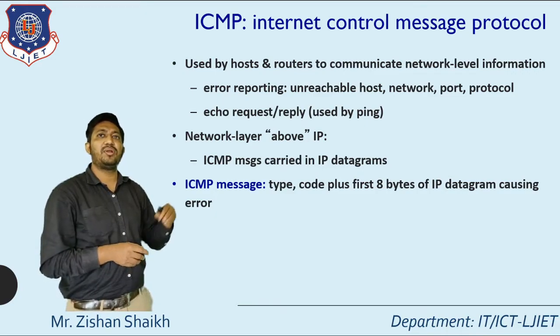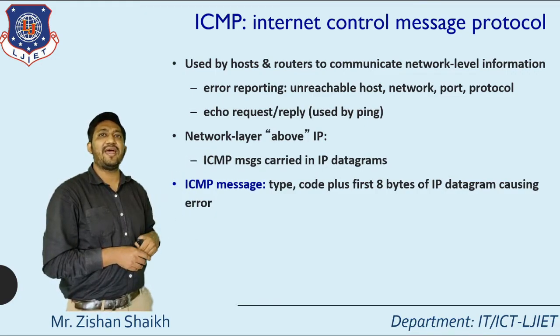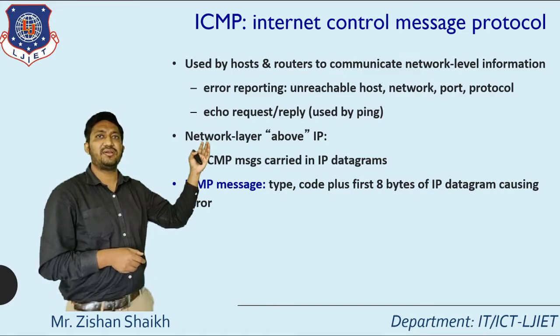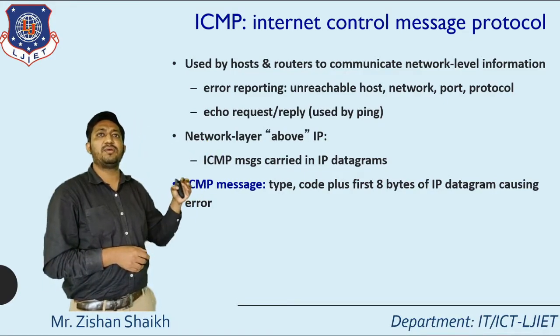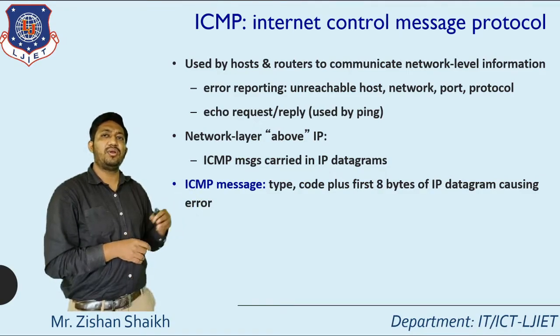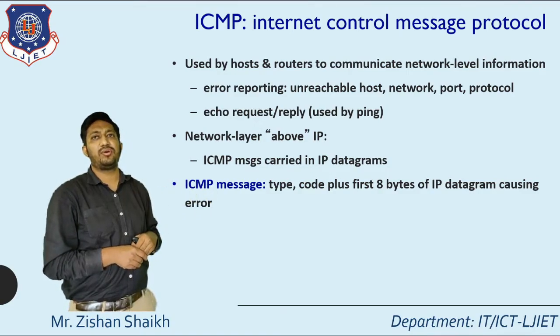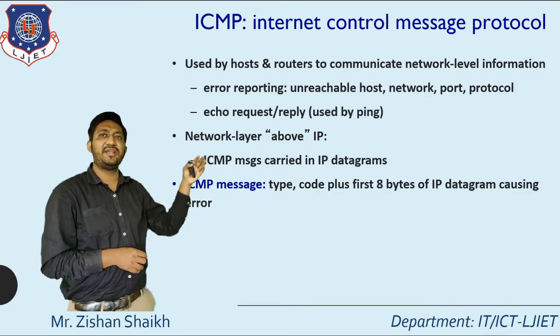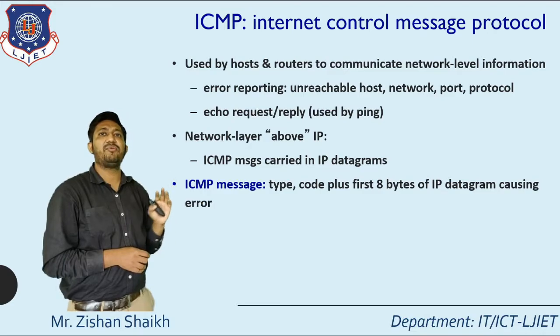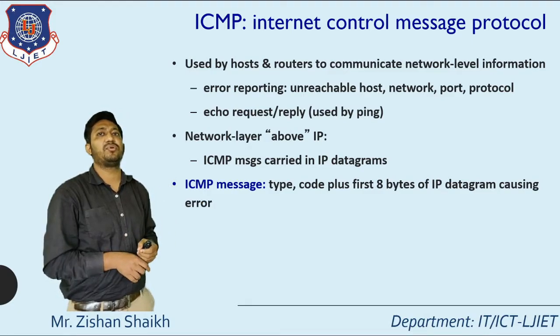So the ICMP protocol provides the function of error reporting. For example, destination unreachable, network problems, port numbers, protocol number. Whether a particular destination is available or not will be handled by echo request and reply. So this type of network-related facility is maintained by our ICMP protocol.